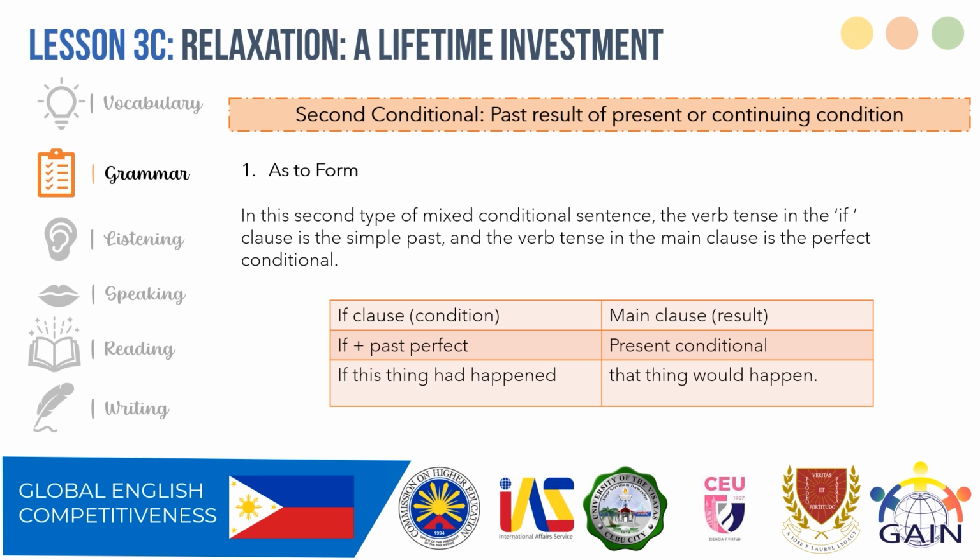In this second type of mixed conditional sentence, the verb tense in the if clause is the simple past, and the verb tense in the main clause is the perfect conditional. So, take a look at the table and how it is formed. You have the if plus the simple past. So, if this thing happened, then the main clause, the perfect conditional, that thing would have happened.